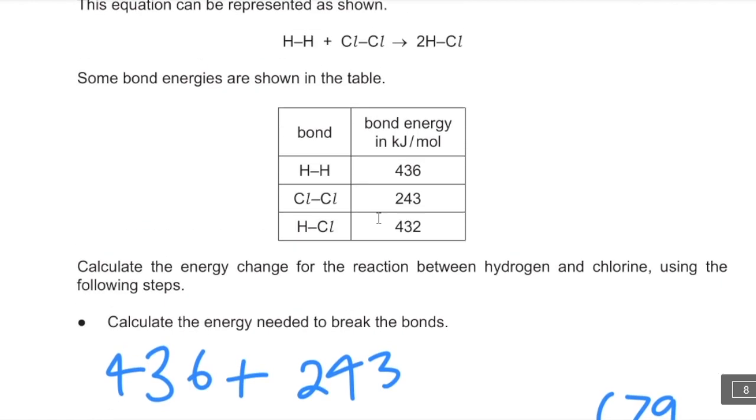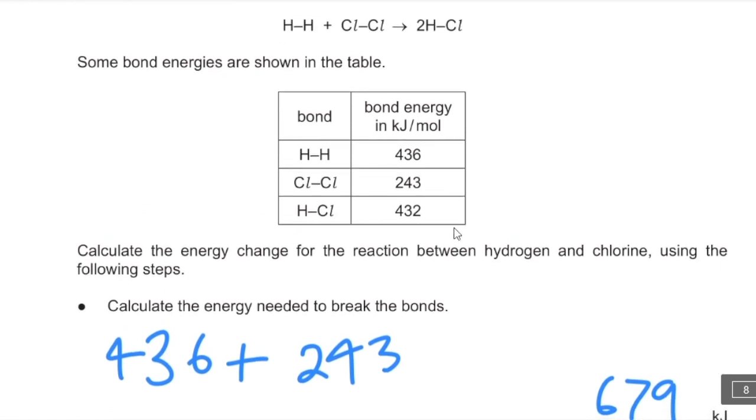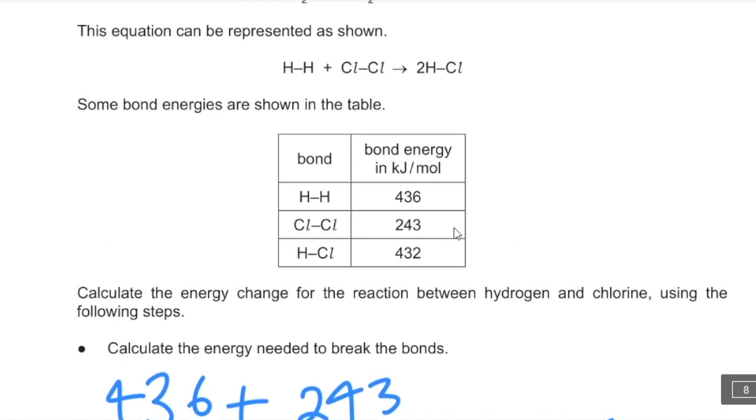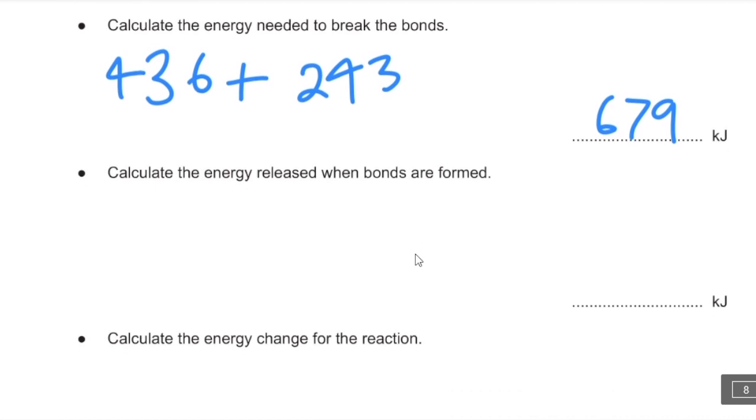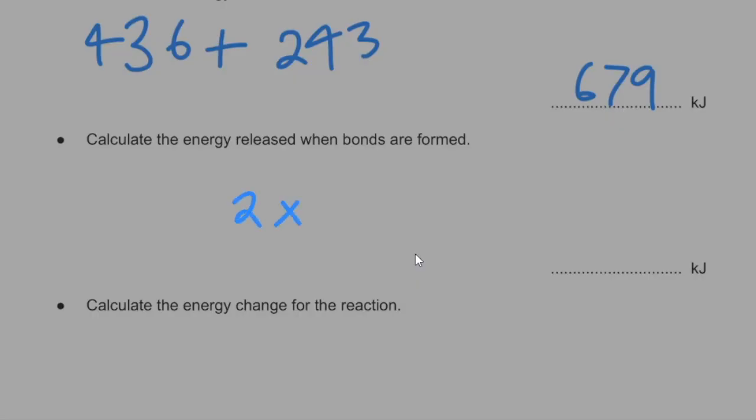And then we have the products forming, which gives out energy, which is the exothermic part of the reaction. So hydrogen and chlorine has the bond energy of 432, but since we have 2 molecules of hydrogen chloride, we write 2 × 432, and that gives the answer as 864 kilojoules of energy.